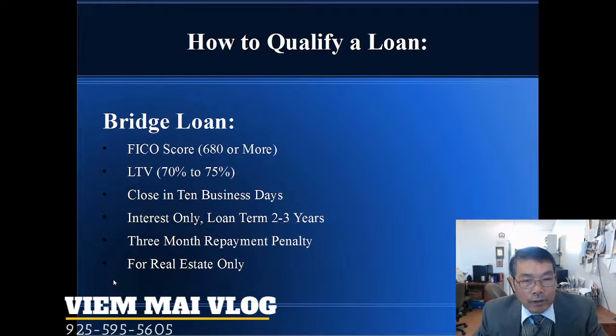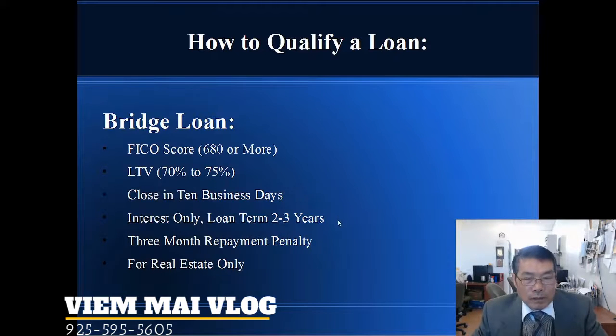For the bridge loan, the FICO score is 680 or more. The LTV is 70 or 75% loan to value. Closing is not 10 business days anymore. It takes about 30 days because we need the appraisal, and we don't know how long the appraisal takes.